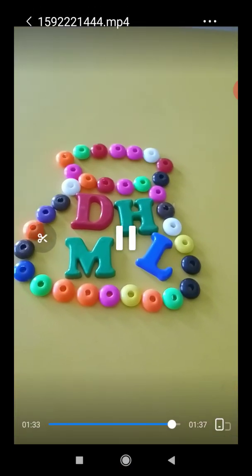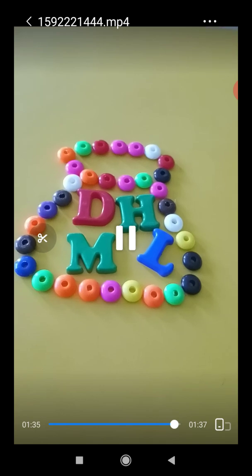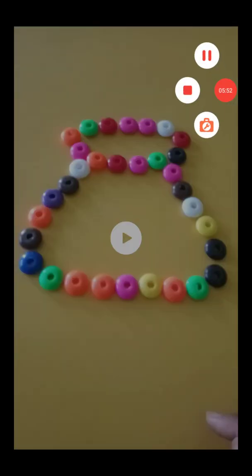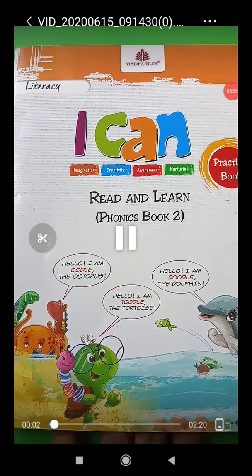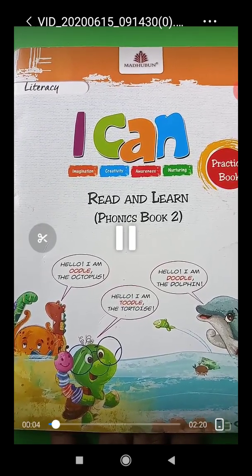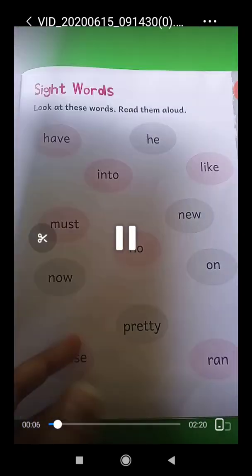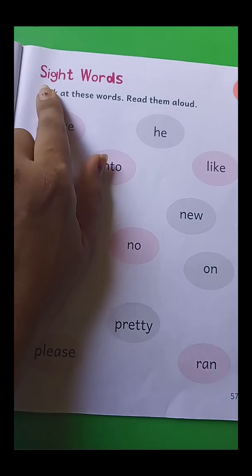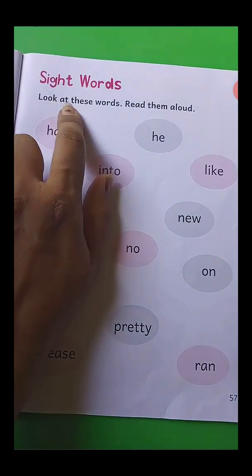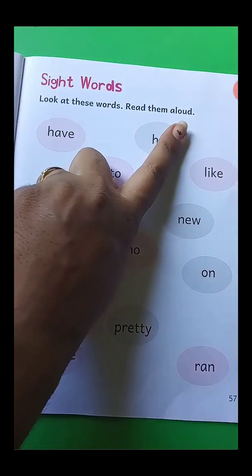Students, you do this activity with the help of your parents. Now students, open your book, I Can Achiever phonetic booklet. Open page number 57. Sight words. Look at these words. Read them aloud.